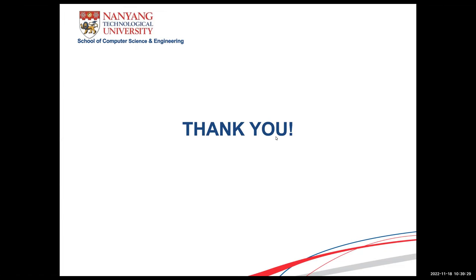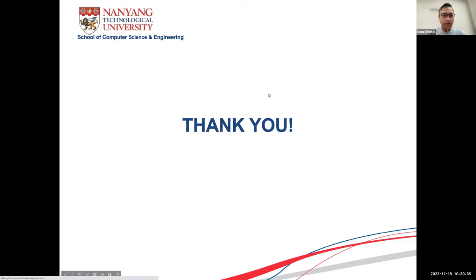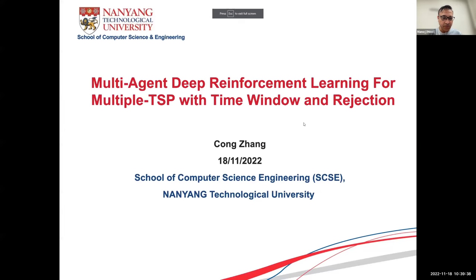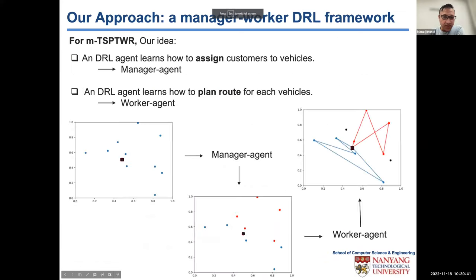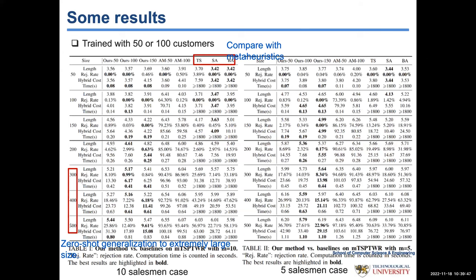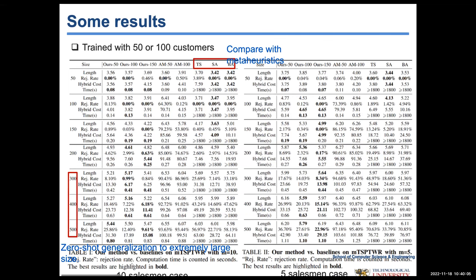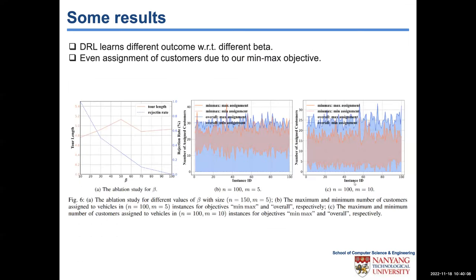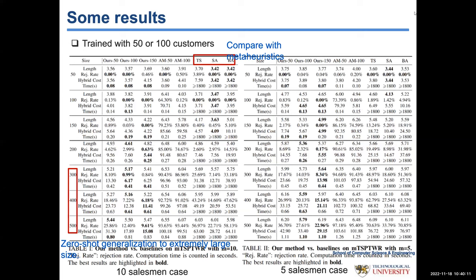Yes, this actually is a very good question. As you see in my slides, we do a generalization on the problem scale. So for a much larger scale, we do not need to retrain our method. We can directly apply our method on the larger instance. And for other types of variants, I think the audience raised a particular case. Let me see the problem.